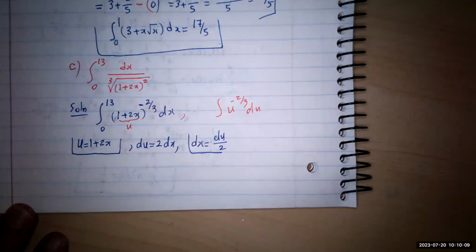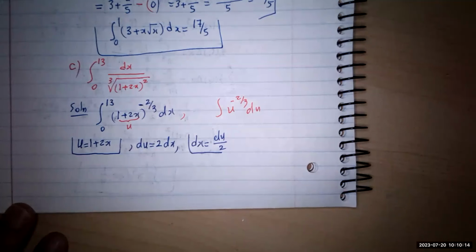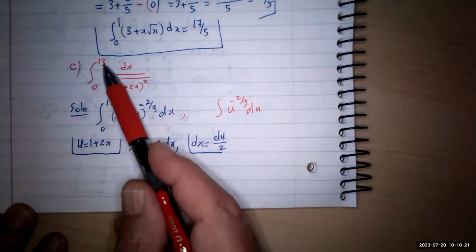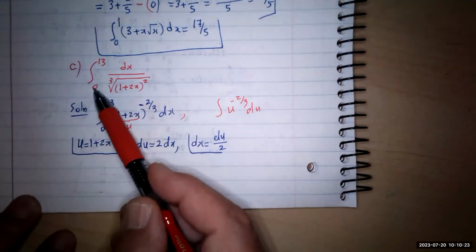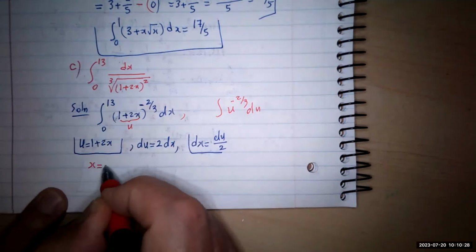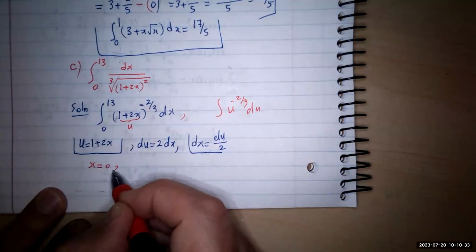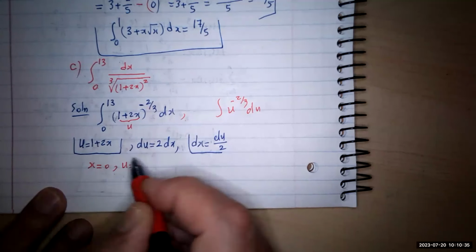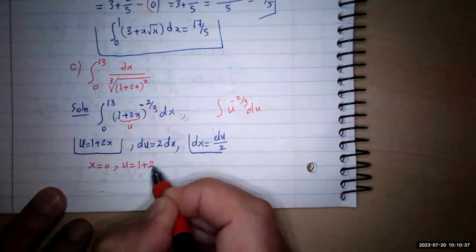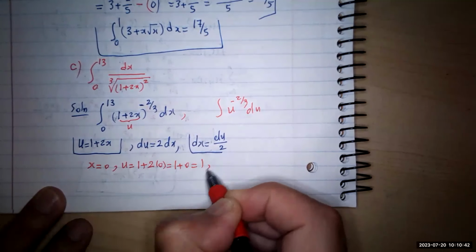There is another method that some people forget. They just keep going, and at the end they do the substitution. But this method is easier. So your extra job for the definite integral is to change these two numbers too. So this is x. You have to change it to u. Say when x is equal to 0, what is u? u would be 1 plus 2 times 0, which is 1 plus 0, which is 1.